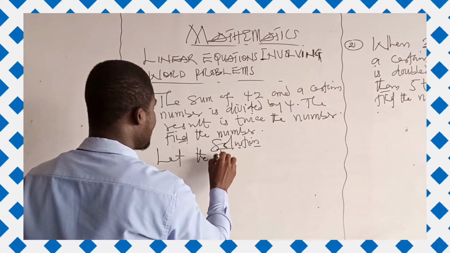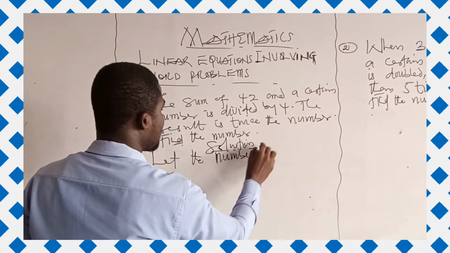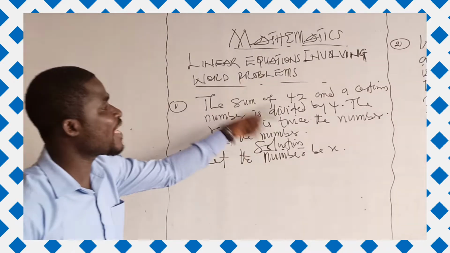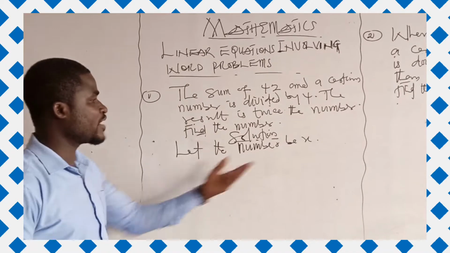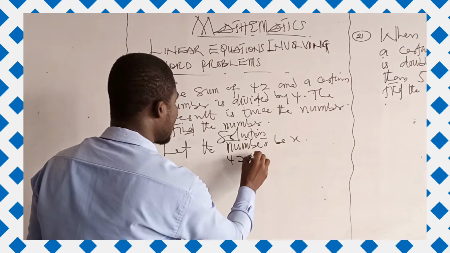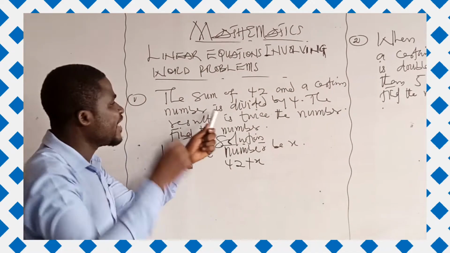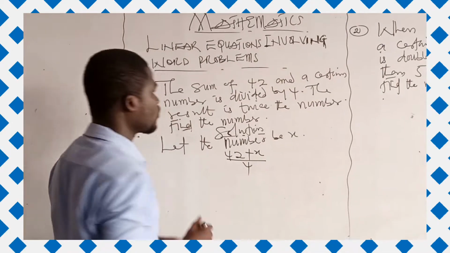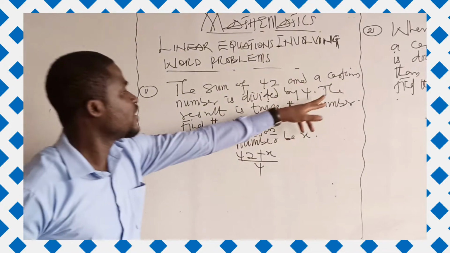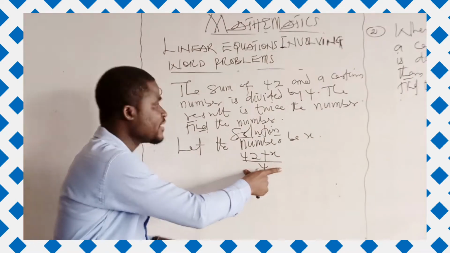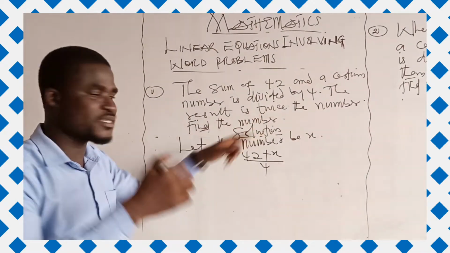Let the number be X. Good. So 42 plus a certain number. Now we know the certain number to be X, so you're going to have 42 plus X, is divided by 4. Now, the result. Which result are you talking about? This is the result. The result is twice.